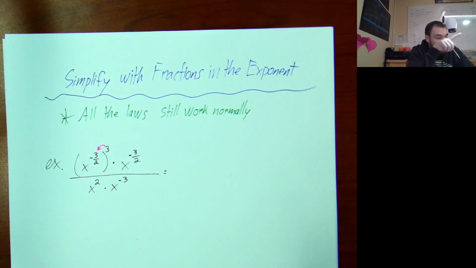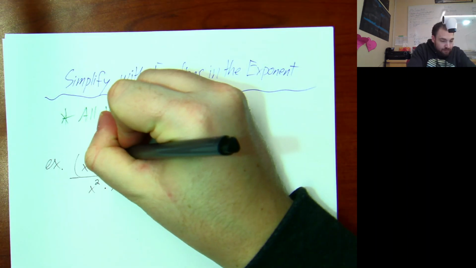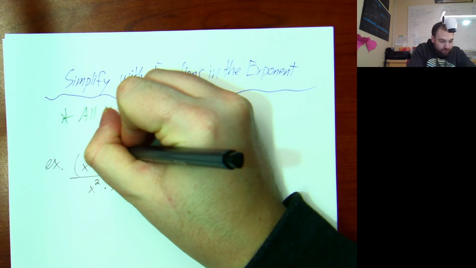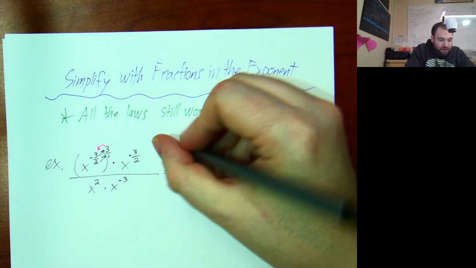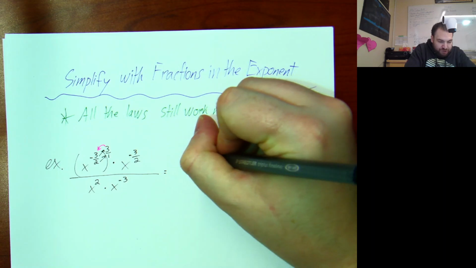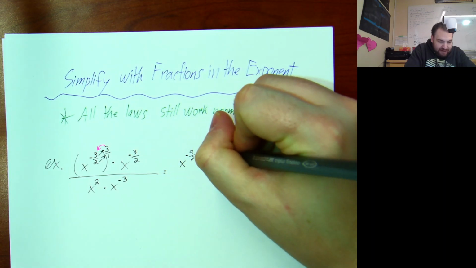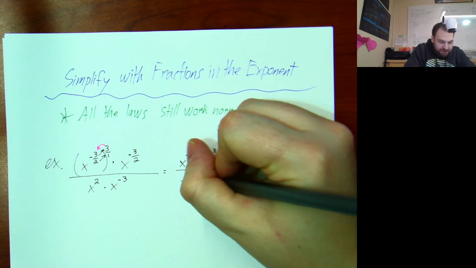Negative 9 over 2 is correct, to those of you who said that. But how did you do it? How do you multiply a fraction by a whole number? What do we do? Put the whole number over 1. Multiply the numerators and the denominators. Cool. So this is going to give me x to the negative 9 over 2 times x to the negative 3 over 2, over x squared times x to the negative 3.